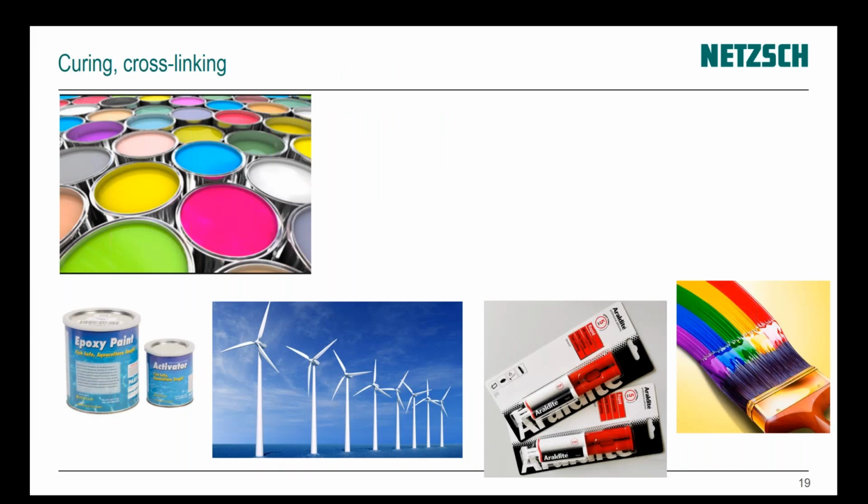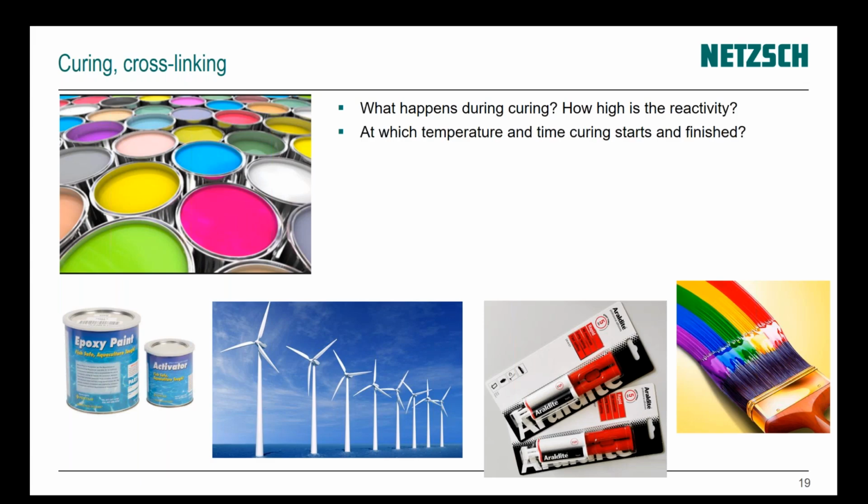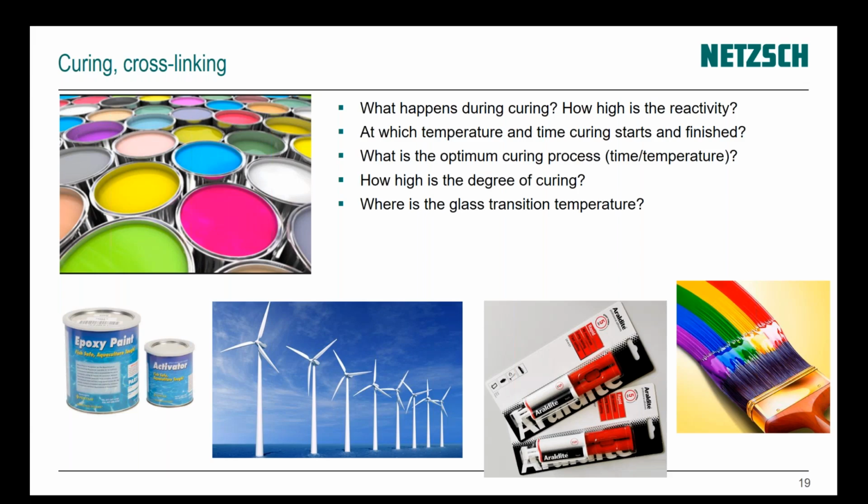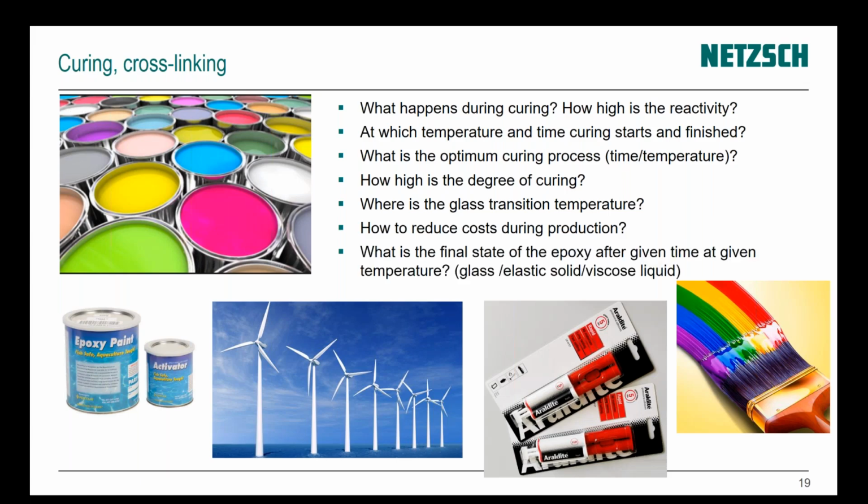Now, if we speak about curing, how can our kinetics help during curing and cross-linking? Here we speak about paints, adhesives, epoxy resin. Main questions: what happens during curing, at which temperature reactions start and finish, what is the optimal process in temperature and time, how high is the degree of curing and the glass transition temperature at the end of curing, how to reduce curing costs during production, and what is the final state. Is it already glass, or is it still an elastic solid or viscous liquid? In order to answer these questions, we use our kinetic analysis.